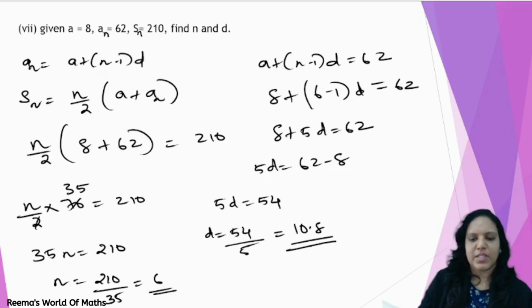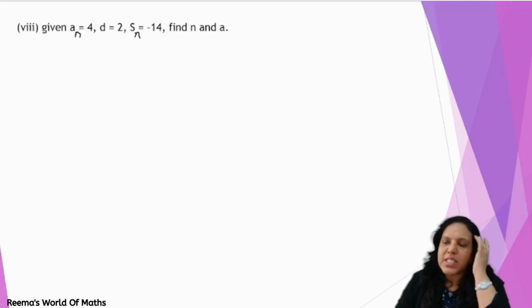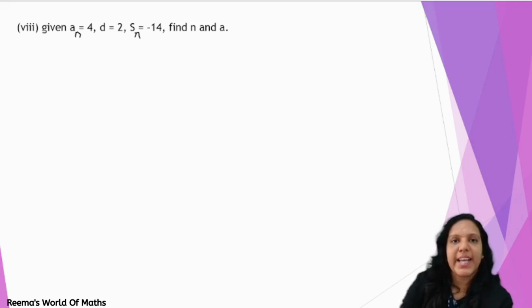Let's see the next question. Given an equals 4, d equals 2, Sn equals minus 14, find n and a. So let's find the number of terms and the first term. We are given an equals 4.